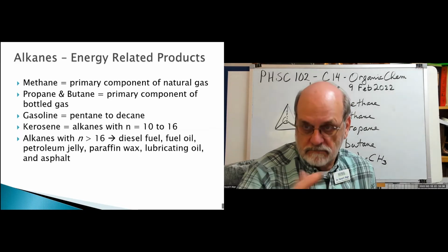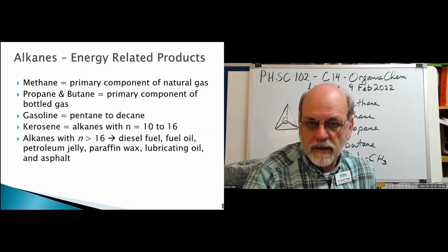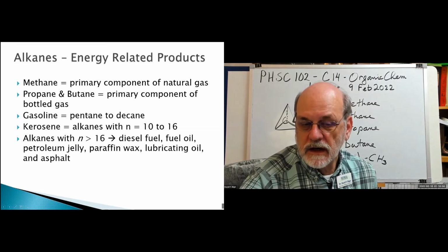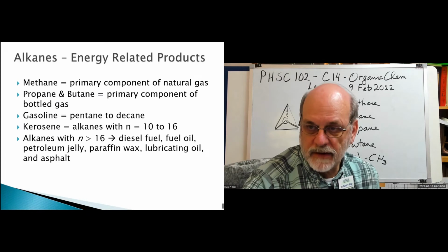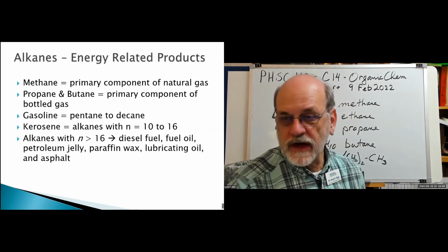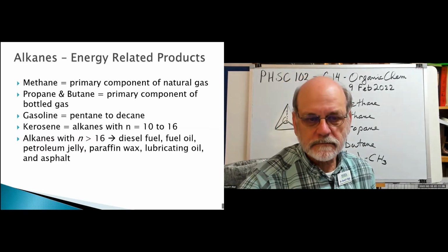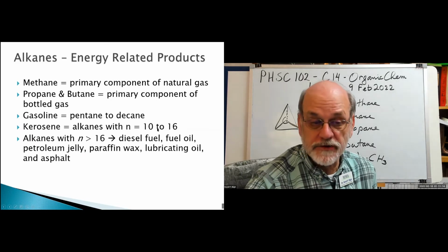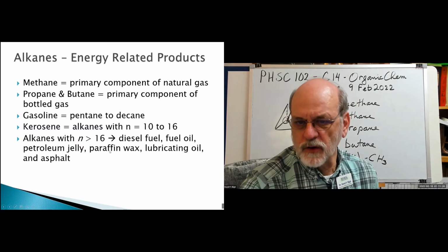In the hotter seasons, you'll have more of the heavier components. And in the colder months, they'll blend gasoline with more of the smaller compounds, pentanes, hexanes. That's so that the gasoline, when it goes into your engine, will vaporize correctly. Kerosene, right? It's an alkane that has carbon numbers from 10 to 16. So it's a mixture also.